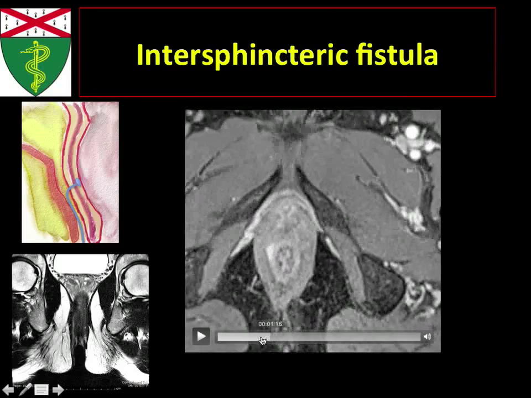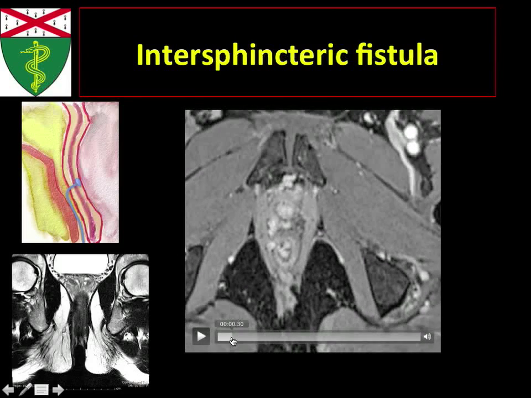So if I were to describe this, I would say there is an intersphincteric fistula. The tract contains a little bit of fluid. It arises from the 10 o'clock position at approximately this many centimeters from the anal verge. And that's a very succinct way to describe this fistula. And then I would say, I don't see an abscess associated with it as well.